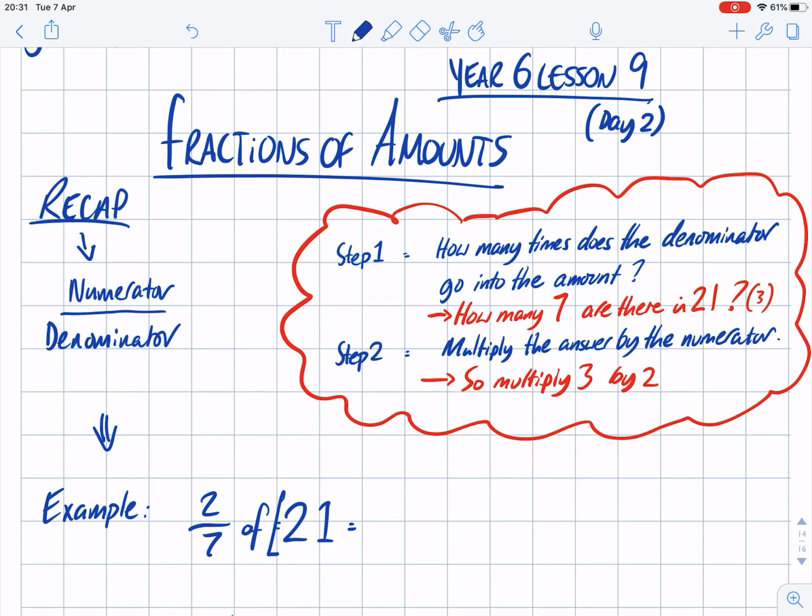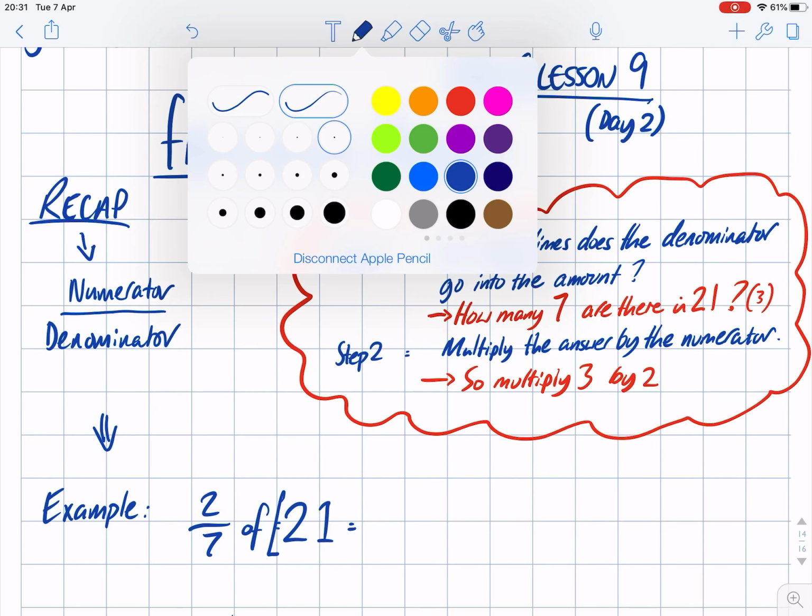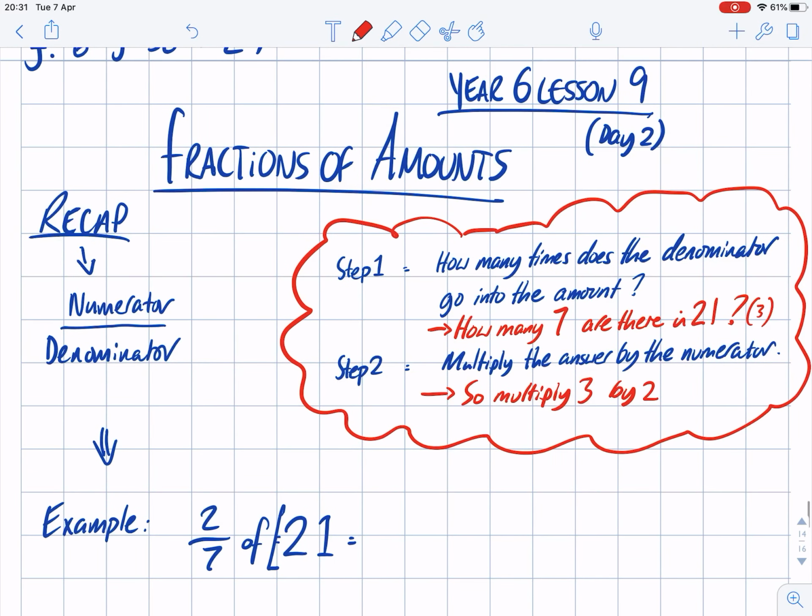Step 1 is you've got to ask yourself, how many times does the denominator, which is a 7, go into 21, which is our amount. So how many 7s are there in 21? Okay, there's 3, aren't there? So keep that answer in your head, and then you multiply it by the numerator, which in this case is a 2. So 3 times 2 is 6. So your parents are giving you £6.